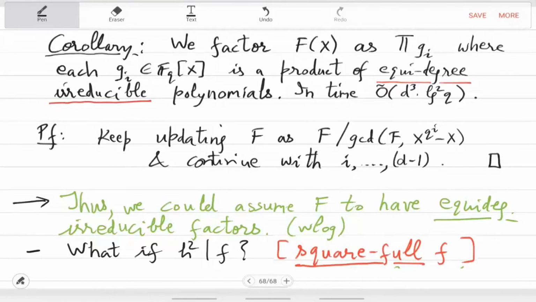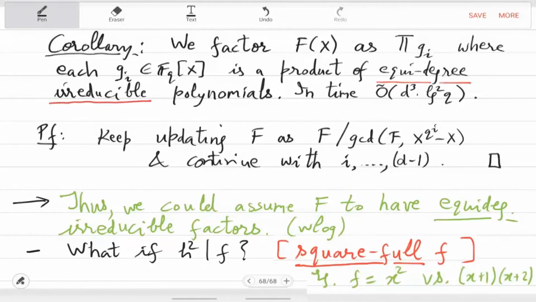So for example, f equal to x square, this is squareful. On the other hand, x plus 1 times x plus 2 is square free. Okay, so x plus 1 times x plus 2, the roots 1 and 2 will be distinct. Even mod 2 they will be distinct. While in the case of x square, there are two roots but both are 0. Right, so squareful versus square free. The question is, can we achieve square freeness by a fast algorithm?